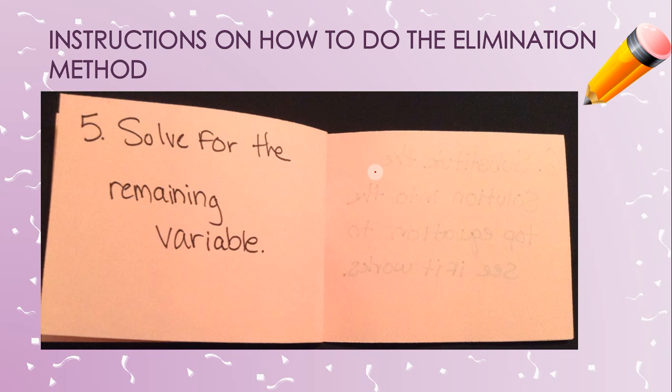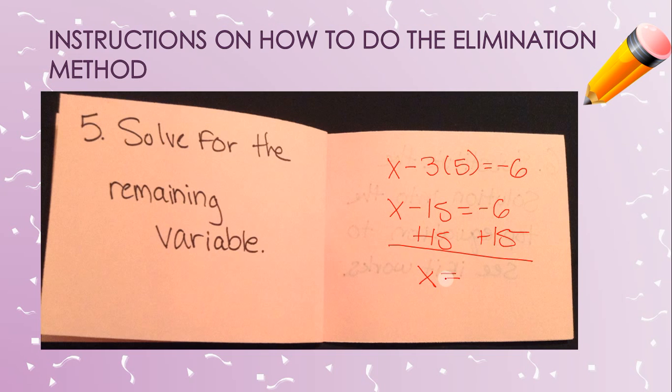And now what I need to do is actually solve for that variable. So I had this originally. Now I need to solve. Negative 3 times 5, I'm going to multiply here. So I get x minus 15 equals negative 6. I want to solve for x, so I'm going to add 15 just like you normally would. And you're going to get x equals 9. So you have the ordered pair 9, 5 for a solution.